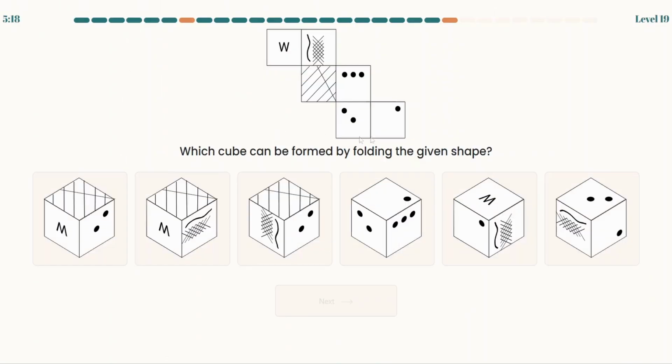Which cube can be formed by following the given shape? W. Is it this one?